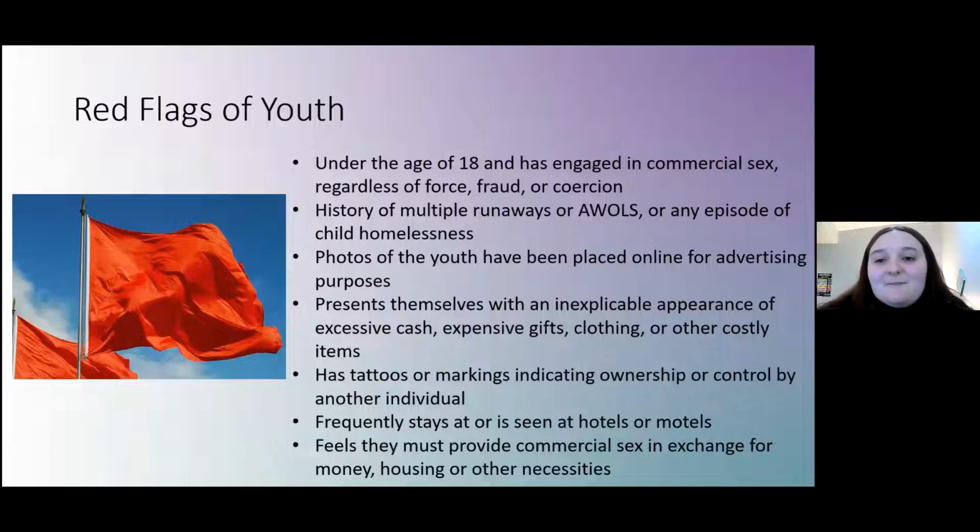So now we're going to discuss some red flags of youth to keep an eye out for. The youth is under the age of 18 and has engaged in commercial sex, regardless of force, fraud, or coercion. So again, an example of this would be a youth having oral sex for a vape. So that is a clear-cut need for a referral. History of multiple runaways or AWOLs, or any episode of child homelessness. Photos of the youth have been placed online for advertising purposes.